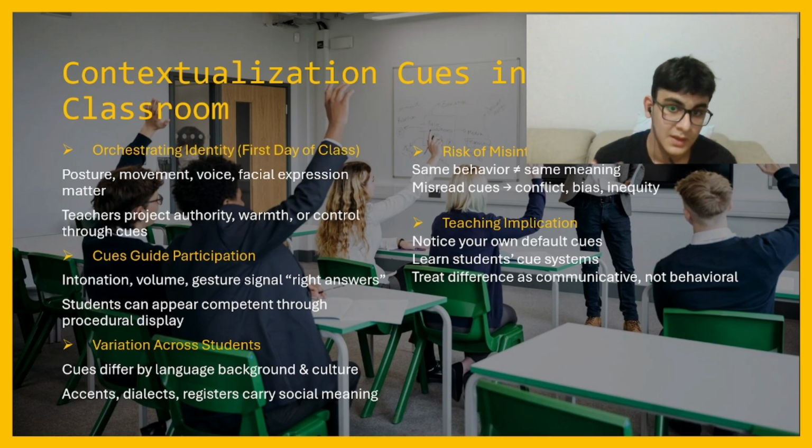Next, we have risk of misinterpretation. Same behavior isn't the same meaning, not always, and these misread cues can cause conflict, bias, and inequity. Teaching implications are to notice our own default cues, learn students' cue systems, and treat our differences as communicative and not behavioral.